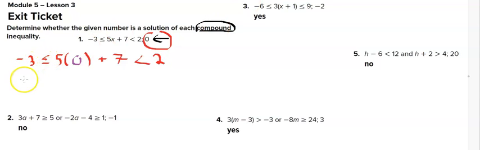All right, -3, leave the -3 alone. Nothing I can do to that unless you want to move things around, but we don't want to do that yet. 5 times 0 is 0. 0 plus 7 is 7. And what you have left over here is less than 2. Okay, Carlos, can you read me this statement?